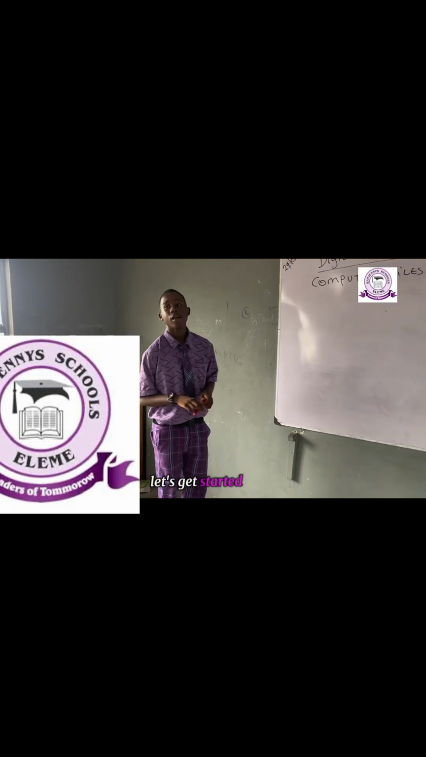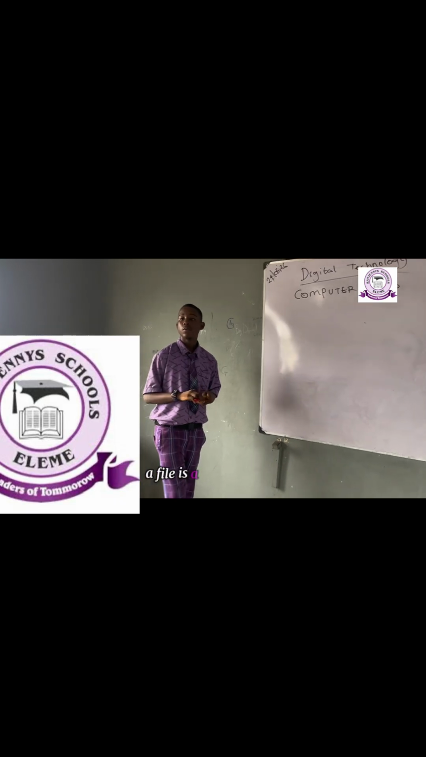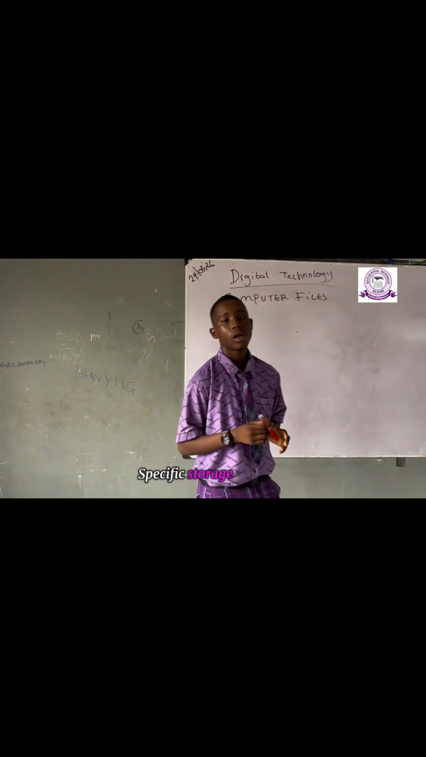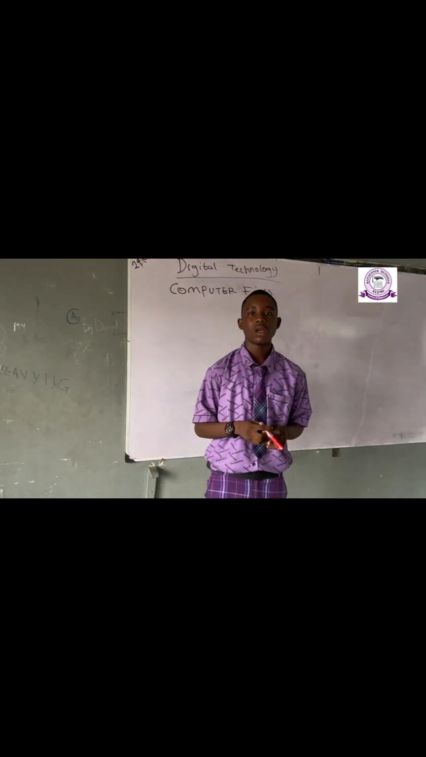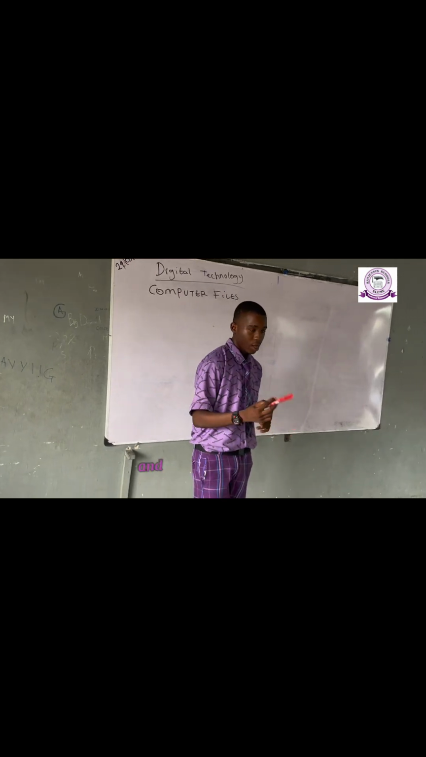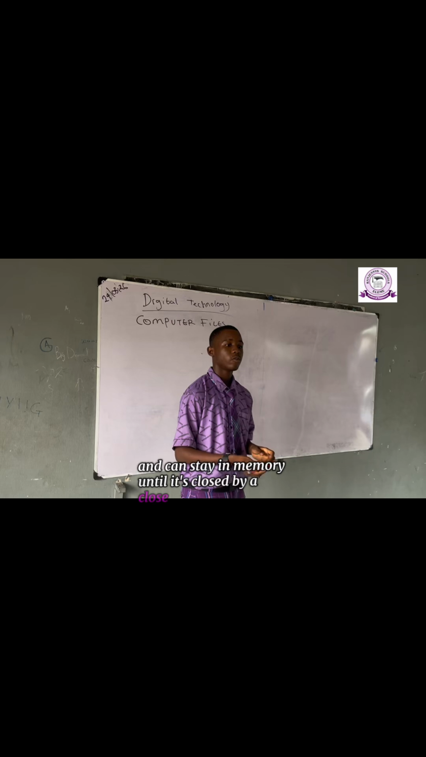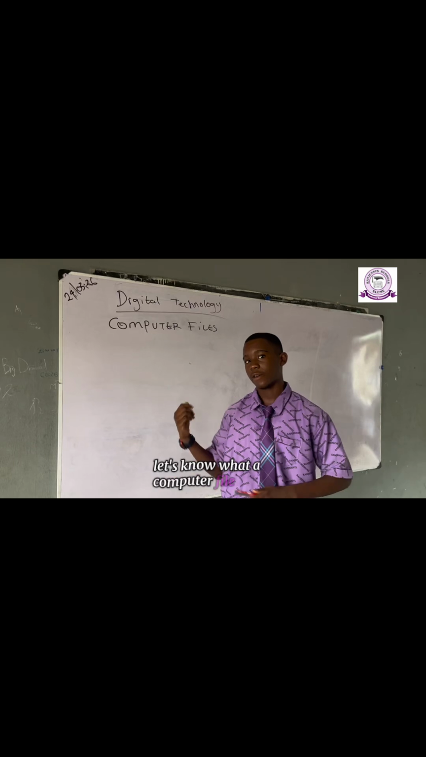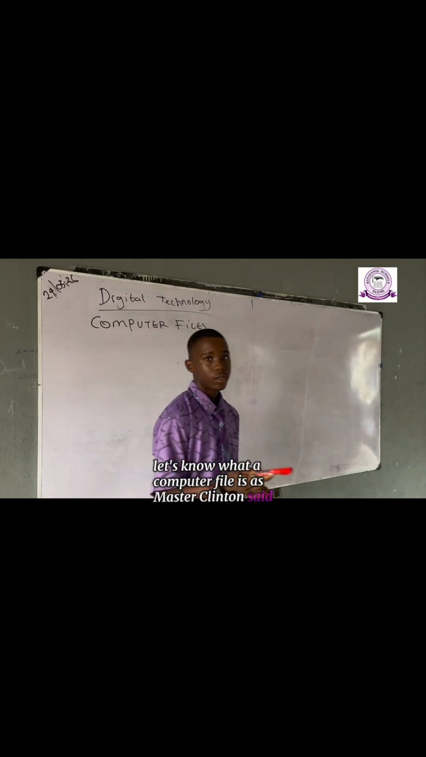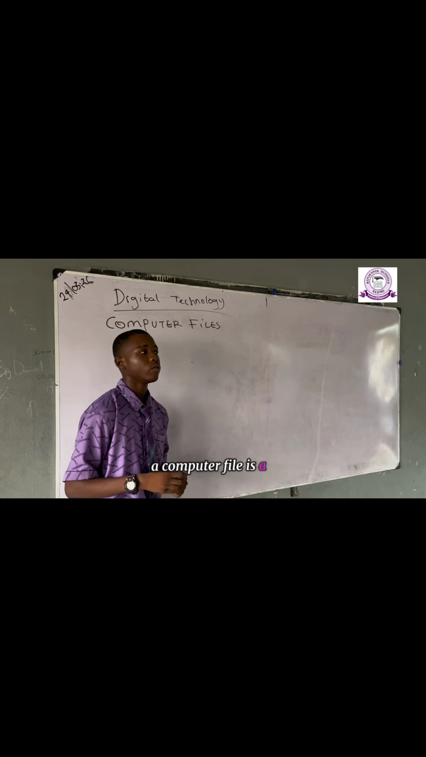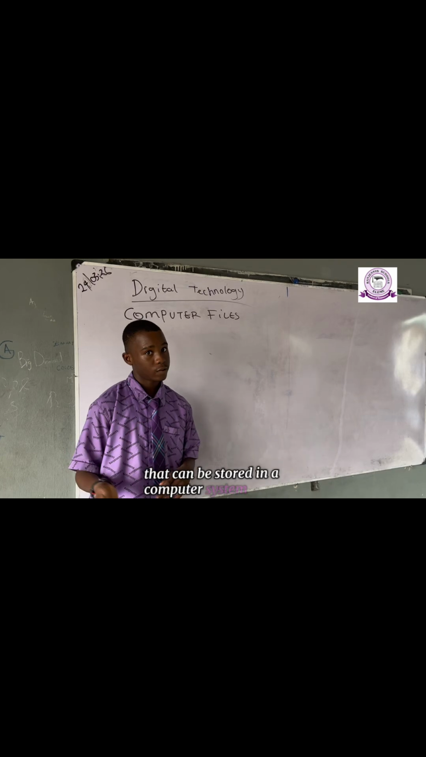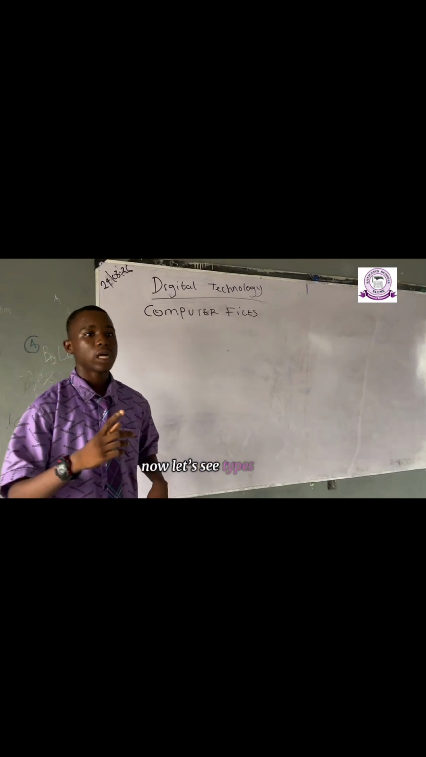Let's get started. A file is a block of text that can be stored in a specific storage, can be read into memory, and can stay in memory until it's closed by a close operation. Now that we know what a file is, let's learn what a computer file is. As Master Clinton has said, a computer file is a collection of related information that can be stored in a computer system.